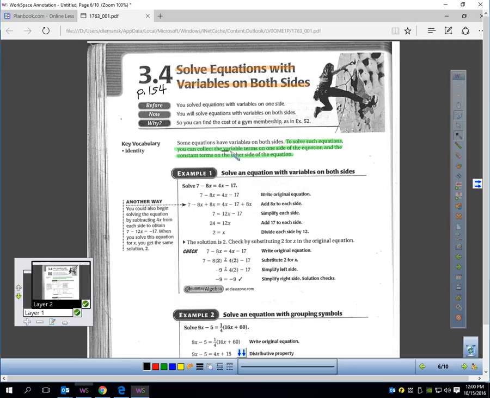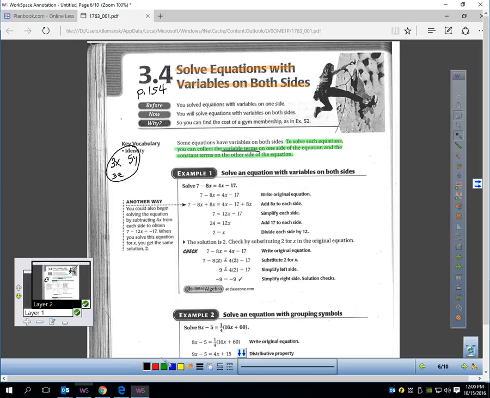Remember, variable terms would be things that have variables attached, like 3x, or 5y, or 3z. Things that have a coefficient and a variable would be called variable terms. Constants are numbers without a variable, okay? So these instructions are telling me if you have variables on both sides of an equal sign, the first thing we should concentrate on is getting all the variables on one side of the equal sign and all the constants on the other side of the equal sign.